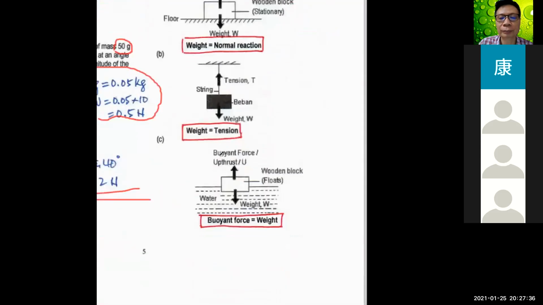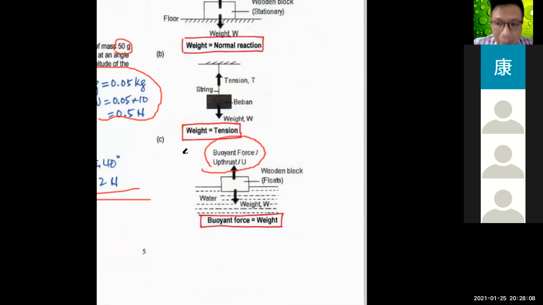Okay, the third one, an object floating in the water. You see the object floating on the surface of water. So when the object is floating, there are two forces. One is of course the weight. Another one is the floating force, the force produced by the water trying to support the object. So it's called buoyant force. Please highlight buoyant force, or we say upthrust force.